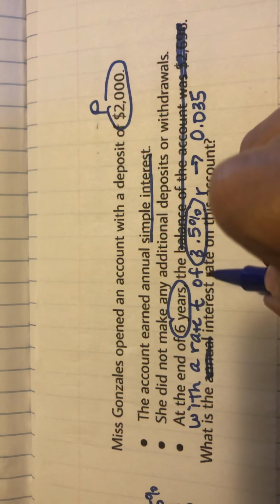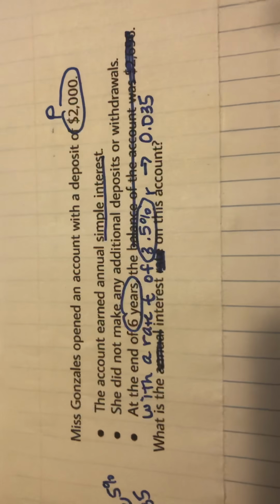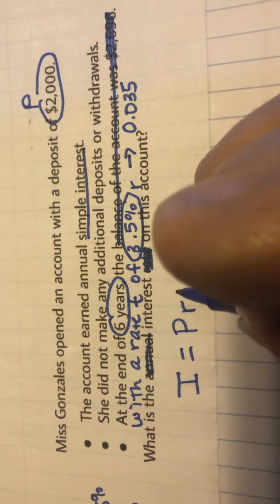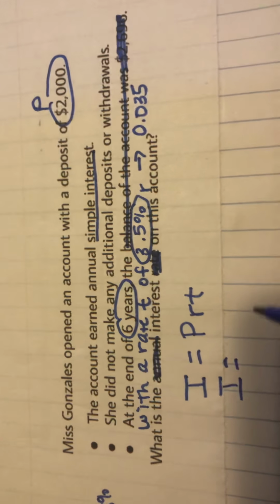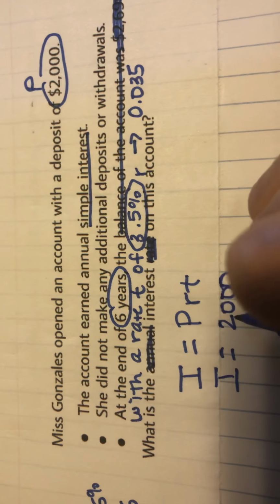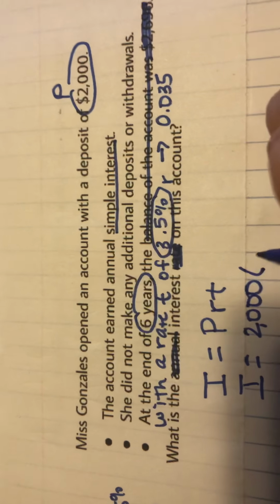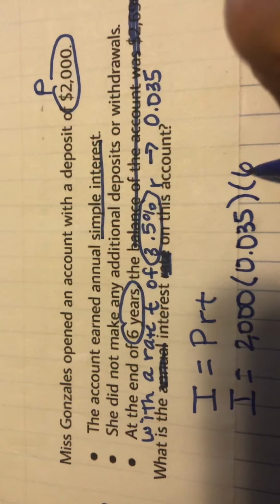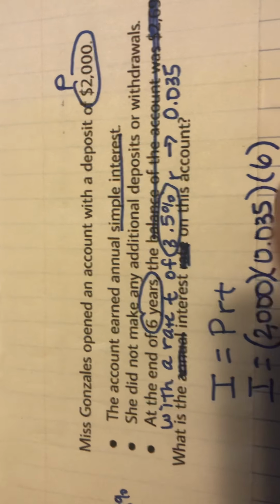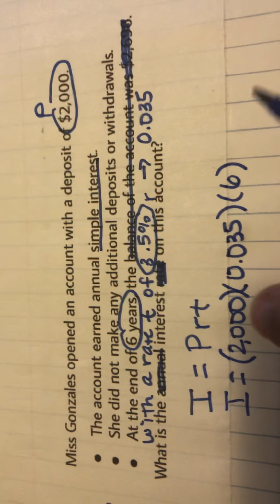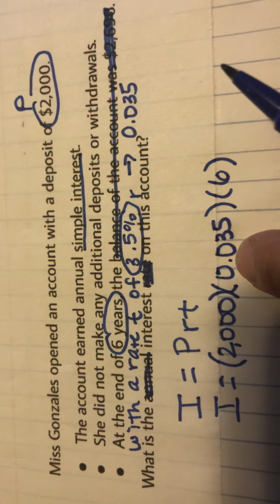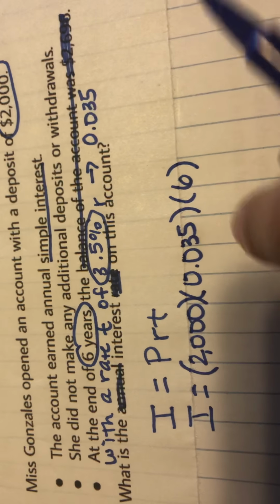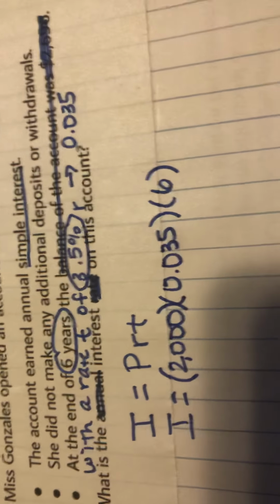So let's look for the interest. So my formula is I equals PRT. My principal was $2,000, okay, times my rate of 0.035 times the number of years, which is 6. And I'm going to put this in parentheses so that I know that I'm multiplying everything. If I use a dot for multiplication, well, we've got decimals, and I don't want to confuse you. And sometimes we use variables in here, so I don't want to put any x's in there to show times because that can be confusing as well.